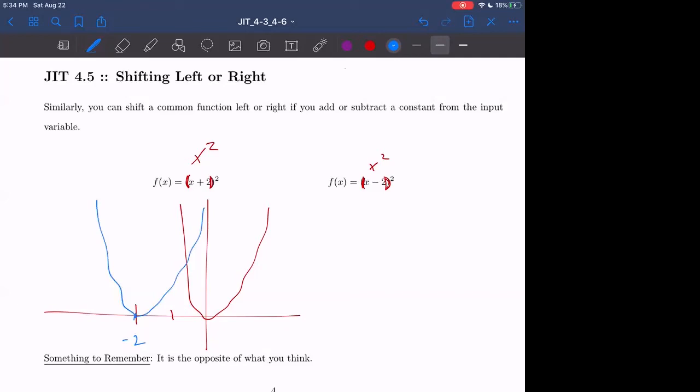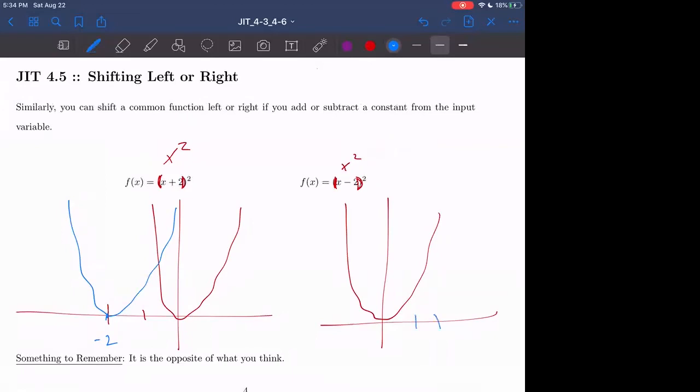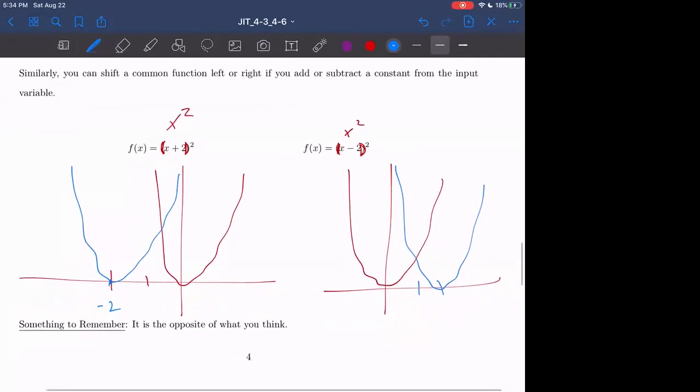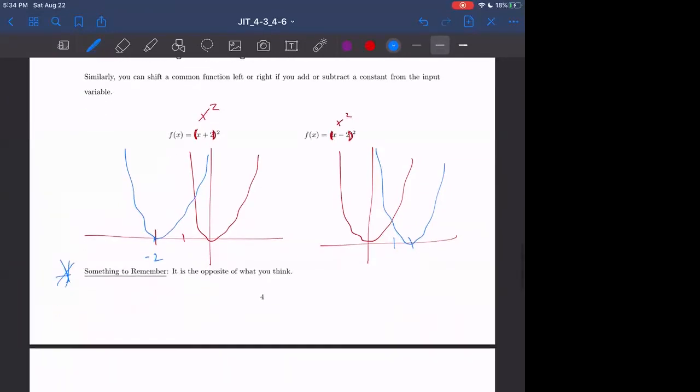Okay, so all of the x values get 2 subtracted from it. All right, now if I'm subtracting 2, all of my x values are going to get 2 added to it. So I'm going to move to the right 2. Okay, so for shifting left or right, any of our horizontal movements, it's going to be the opposite of what you think.